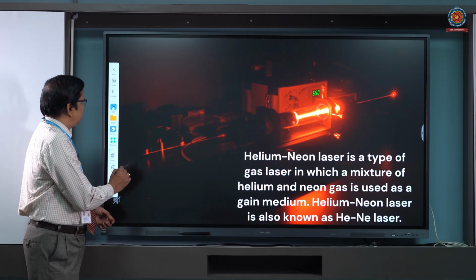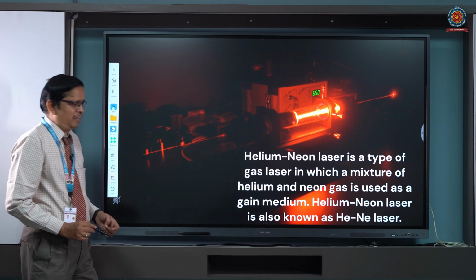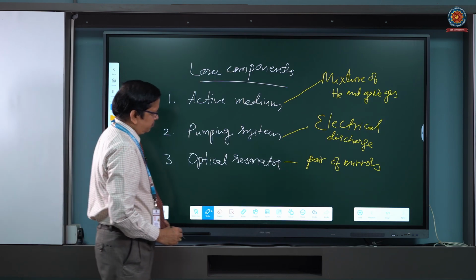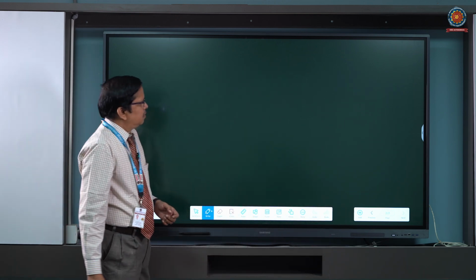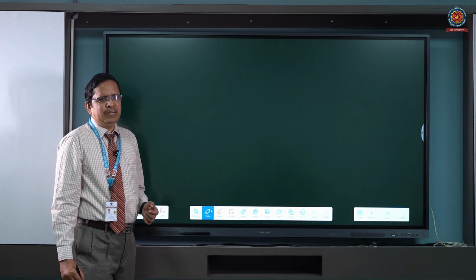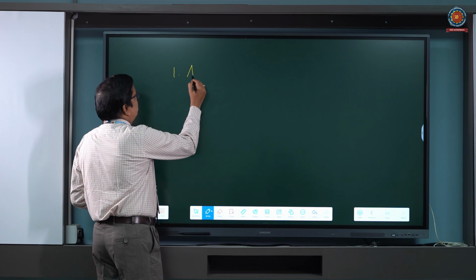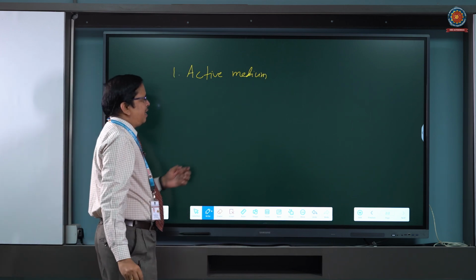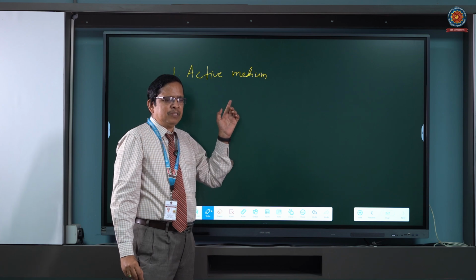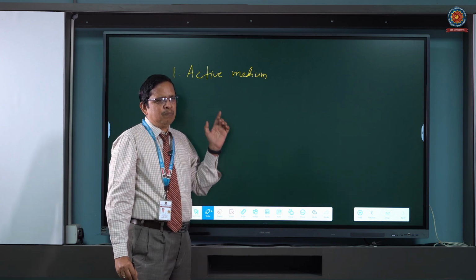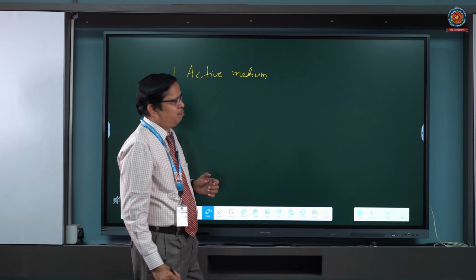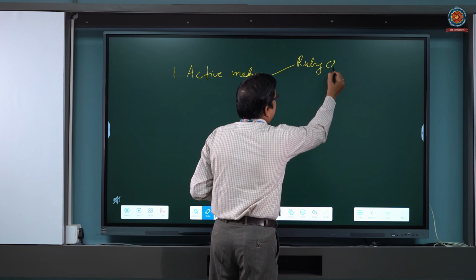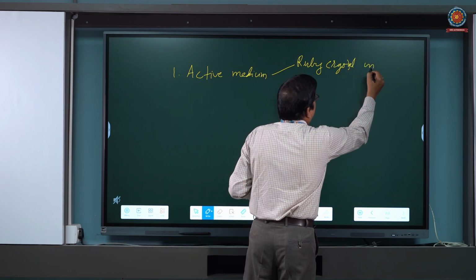Okay, now I want to explain the different components present in different lasers. So first of all, we will go to the notepad. We know that any type of laser contains three components. The first component is the active medium. And we know that the active medium is the material that should have a suitable energy level system in which population inversion can be achieved. For example, the ruby crystal is the active medium in case of the ruby laser.